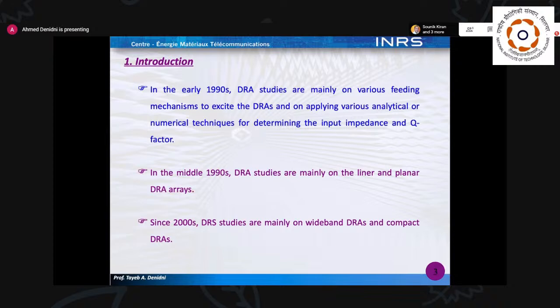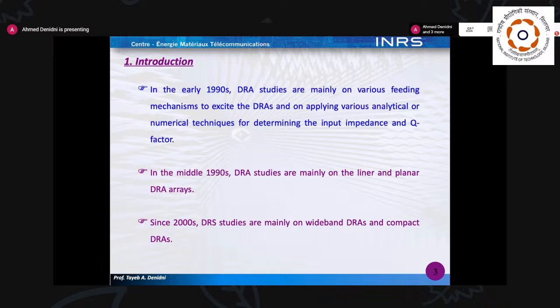Many groups from worldwide contributed. I mention one from Mississippi, led by Professor Kishk, another one from RMC, led by Hunter, and other groups, I think, from China and India. They contributed to different designs by providing new types of dielectric resonators and also new feeding techniques. Now this dielectric resonator technique is mature and well known, and we can design different dielectric resonator antennas with different operations and for different applications.